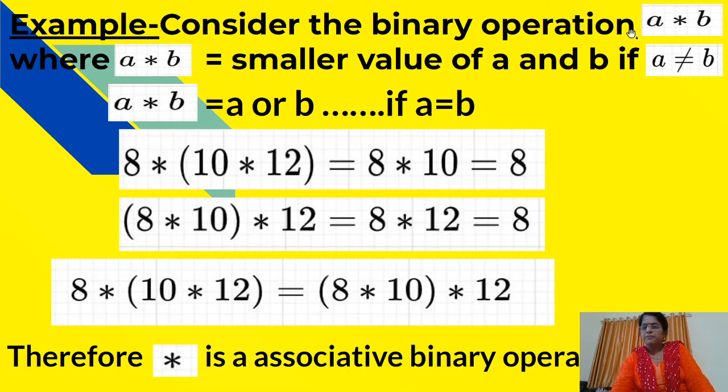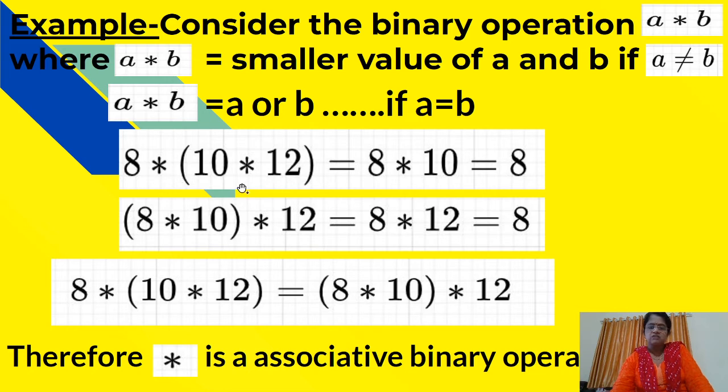Consider the binary operation A star B, where A star B is equal to the smaller value of A and B if A is not equal to B, and A star B is equal to A or B if A is equal to B. Now I will take the value of A as 8, value of B as 10 and value of C as 12. First we will find the value of 8 star (10 star 12).